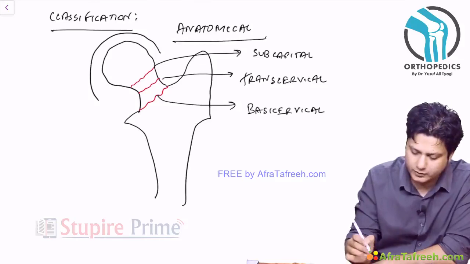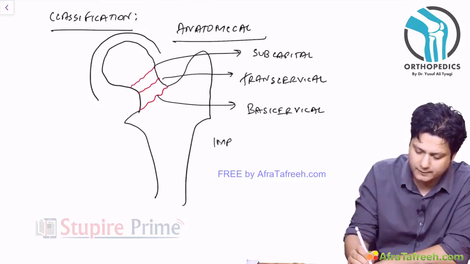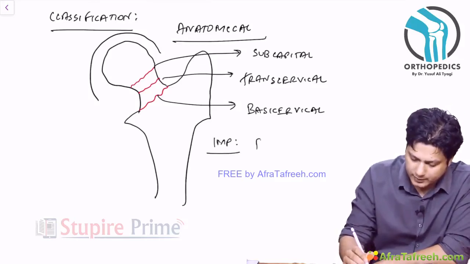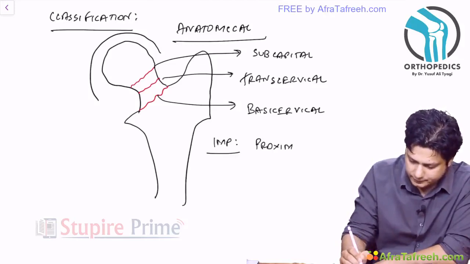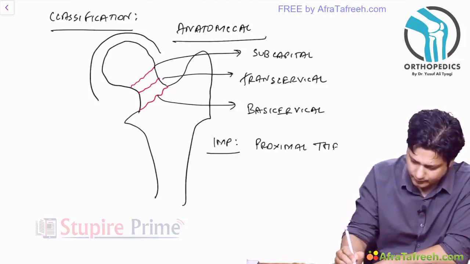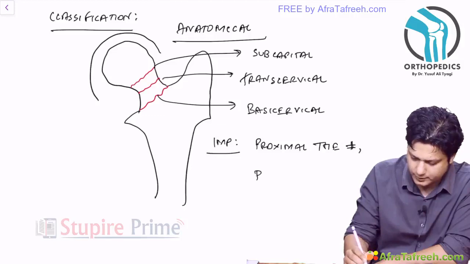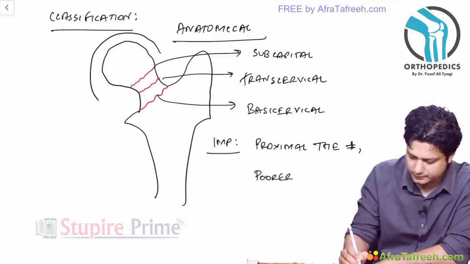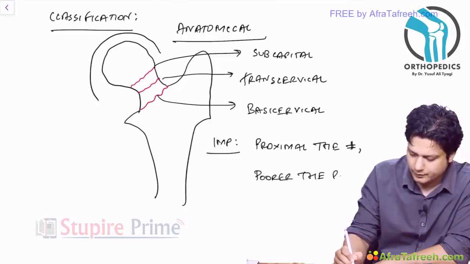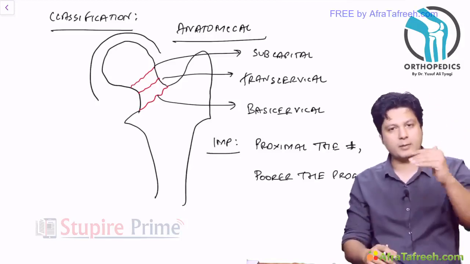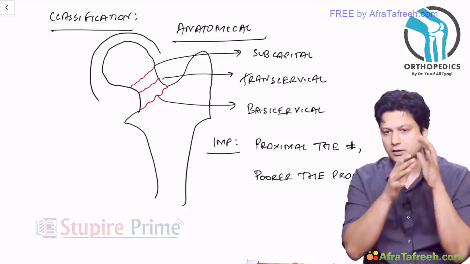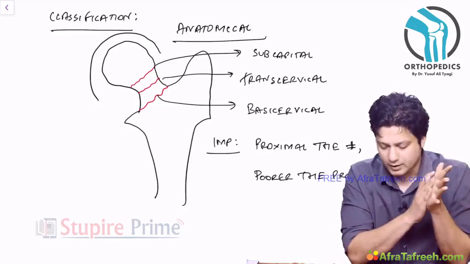But what is the importance, what is the significance of this classification? The more proximal the fracture, the poorer the prognosis. That is the significance. If there is a proximal fracture, it will have a poorer prognosis. That means out of subcapital, transcervical and basicervical, the worst prognostic outcome is that of subcapital fracture.